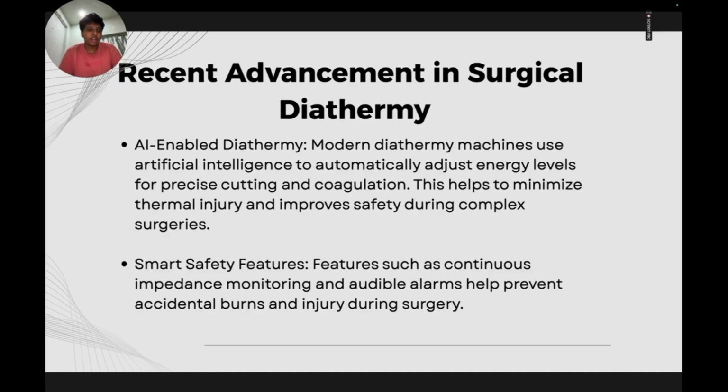Recent advancements in surgical diathermy. AI-enabled diathermy: modern diathermy machines use artificial intelligence to automatically adjust energy levels for precise cutting and coagulation. This helps to minimize thermal injury and improve safety during complex surgeries. Smart safety features: features such as continuous impedance monitoring and audible alarms help to prevent accidental burns and injury during surgery.